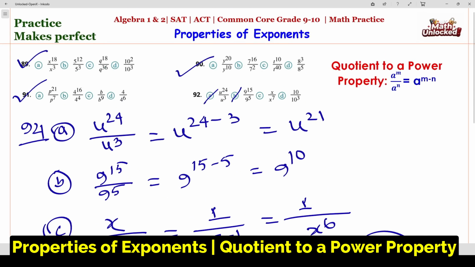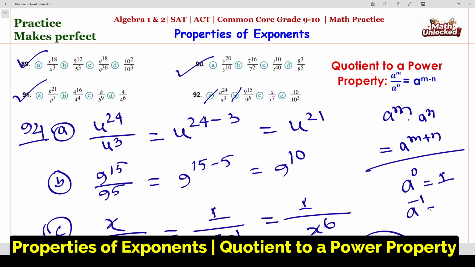Thank you very much. In this video I tried to discuss properties of exponents, the part on the quotient to a power. It's very important. In the last video we discussed a to the power m times a to the power n equals a to the power m plus n. In the next video we will discuss a to the power 0 equals 1 and a to the power minus 1 equals 1 by a. It means negative exponents we will discuss in the next video.